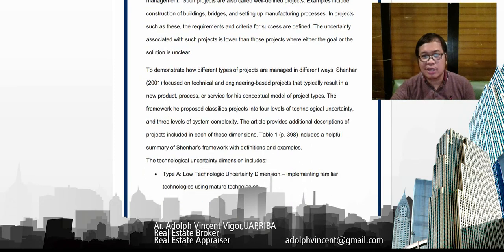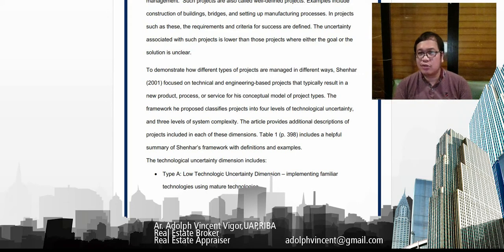Table 1 includes a helpful summary of Shenhar's framework with definitions and examples, and I'm going to upload the resources also, class, so please read them. Then the technological uncertainty dimension includes type A, which is a low technological uncertainty dimension. So you're implementing familiar technologies that are also mature.